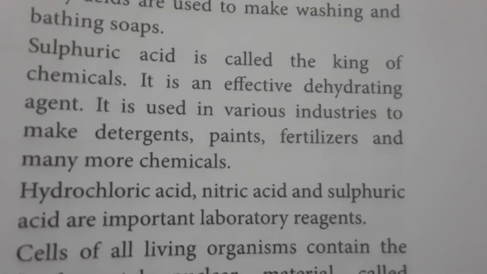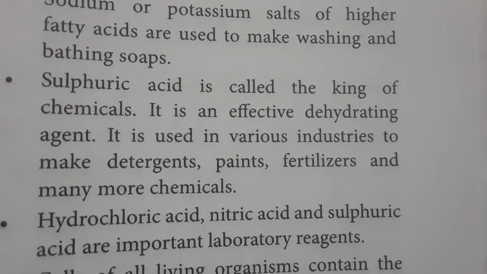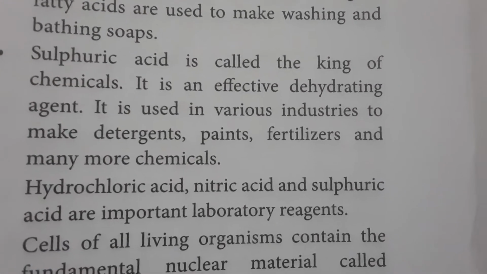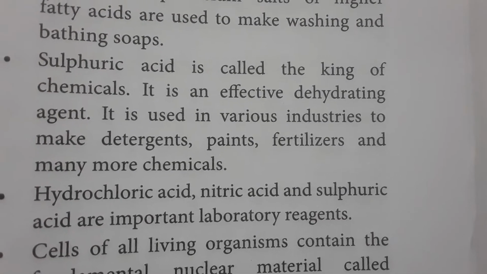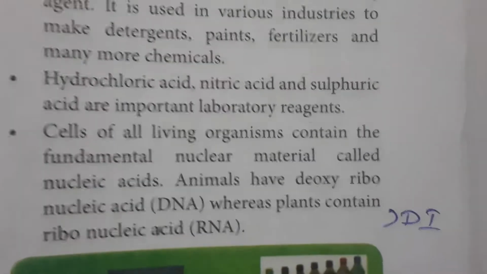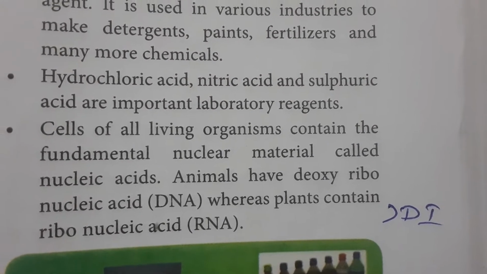Sulfuric acid is called the king of the chemicals. Sometimes they ask what is the king of the chemicals? The answer is sulfuric acid. It is an effective dehydrating agent. It is used in various industries to make detergents, paints, fertilizers and many more chemicals. Hydrochloric acid, nitric acid and sulfuric acid are important laboratory reagents.